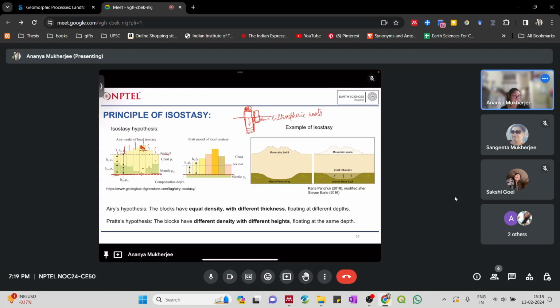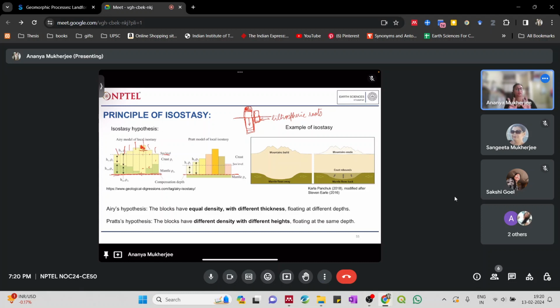But for Pratt's hypothesis, all the lithospheric columns have different densities as well as different heights, but their compensation depth remains the same. So if your compensation depth has to remain the same and every block has a different density, the material has to acquire different heights above the sea level.